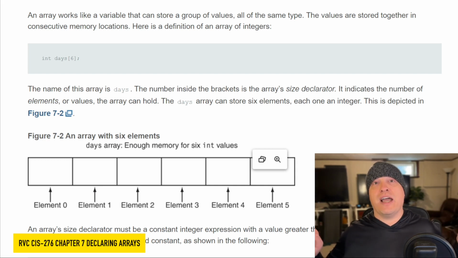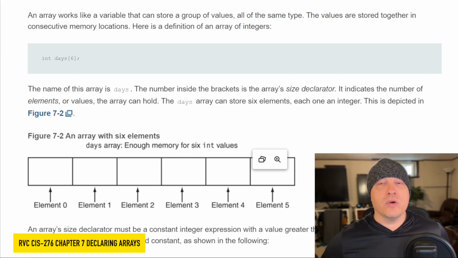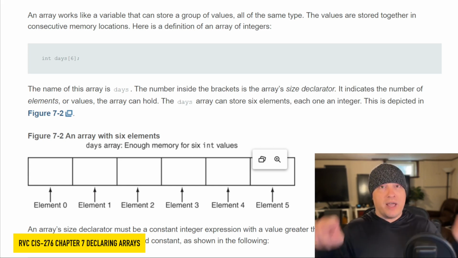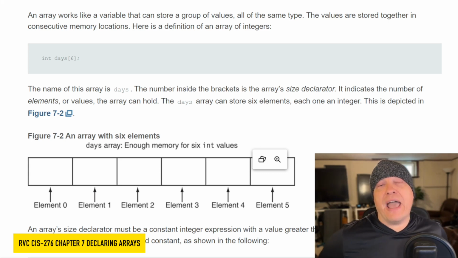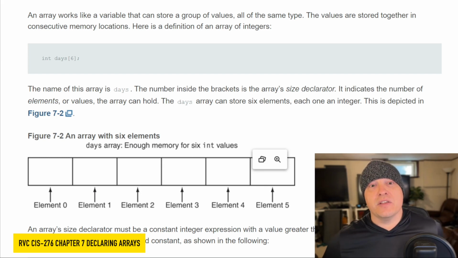Here you can see behind me, this is page 381 if you just go down a little bit from where we were before. So days would be the name of our array. Int would be the type of our array. And then inside of the brackets goes the number of elements in our array. And in this case, that is 6.